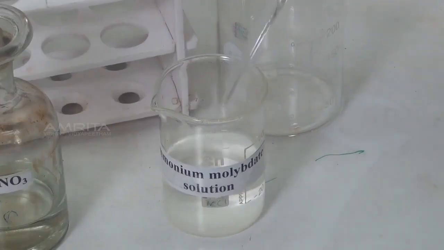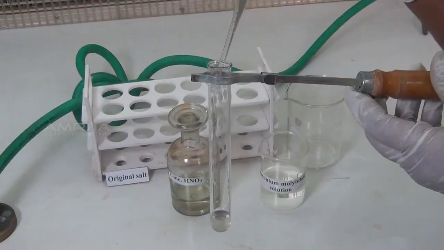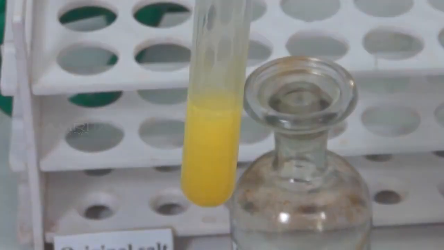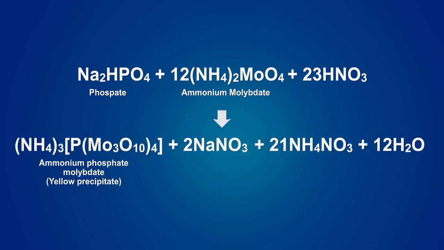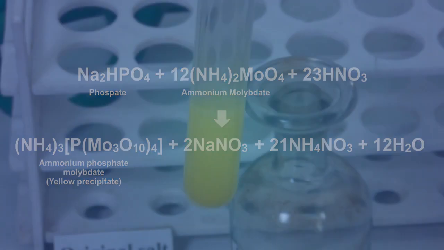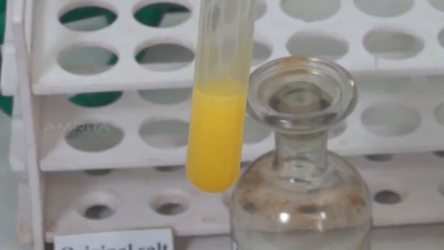To this, add excess of ammonium molybdate solution using another dropper. Phosphate reacts with concentrated nitric acid and ammonium molybdate to form yellow precipitate of ammonium phosphate molybdate. Next, we look at the confirmatory tests of phosphate.